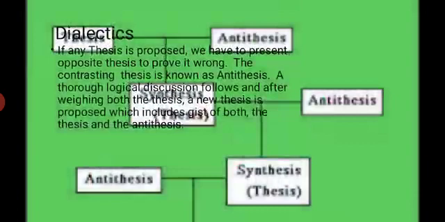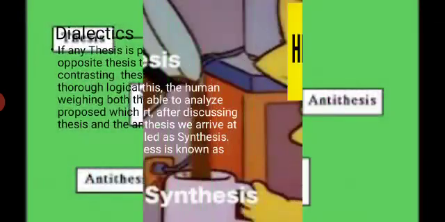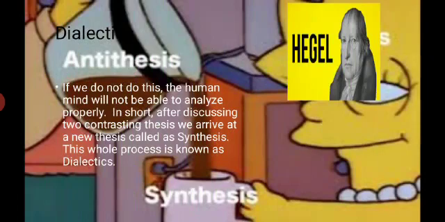In this method, a theory is proposed at the beginning, which is called a thesis. Then another theory is proposed, which is contrary to the thesis. It is called antithesis. After a thorough logical discussion of both, a new thesis is proposed, which includes the gist of both the thesis and the antithesis. This process of arriving at the new thesis is called synthesis. Okay, clear?